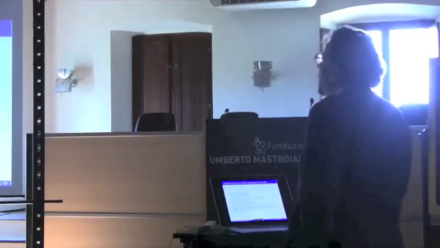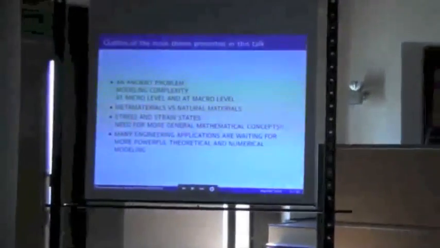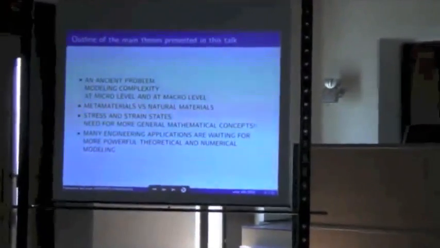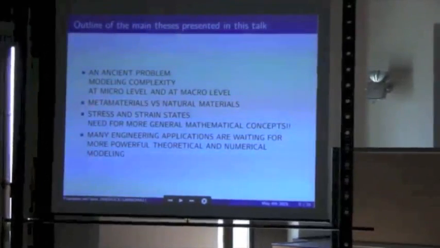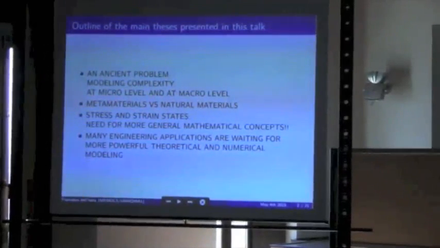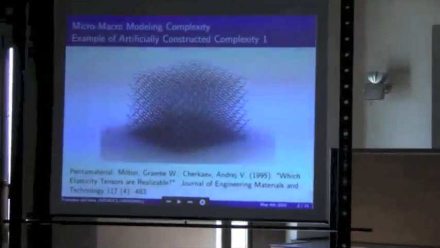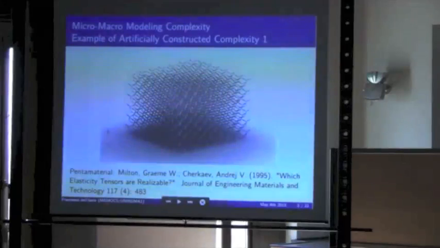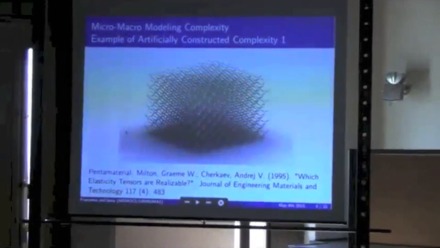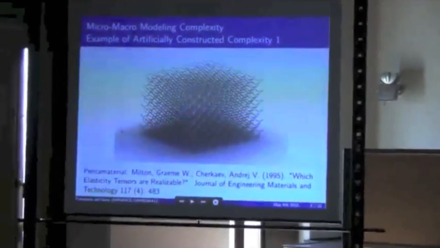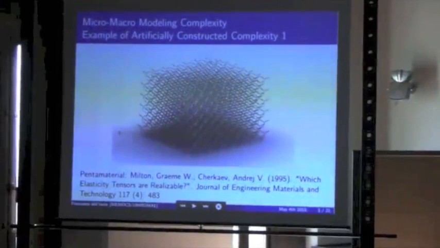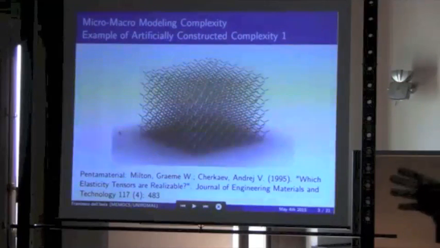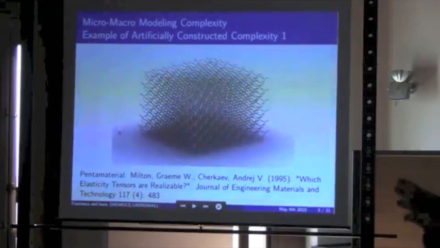And then I will try to show you, but this I will do immediately, how many engineering applications are waiting for the powerful theoretical and numerical modeling, which were started by an Italian scientist I will talk about, whose name is Gabriele Piola. Milton, Grame and Andrei Cherkaev designed, and then a 3D printer built a material, this one, which has been called pentamaterial. This animal, in the neighborhood of the reference configuration, is not able to exert shear. So it is very similar to a fluid.